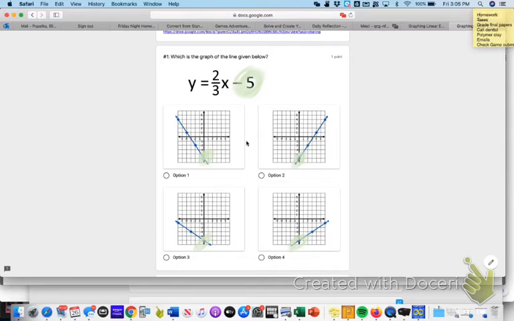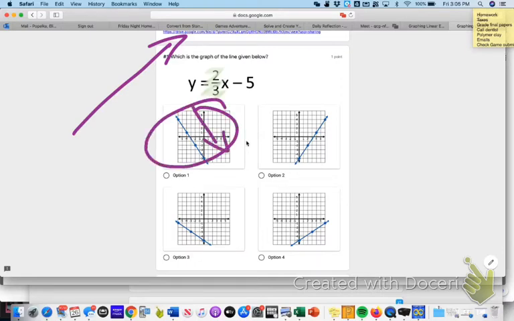So that doesn't help me to eliminate any of the answers at this point. However, now I'm going to look at that slope, and I see that that slope is a positive 2/3. And hopefully, this is not brand new information to us. We know that a positive slope means it's going to be increasing. So I can tell just by looking at a couple of these that they're not going to be the right ones. For example, option number 1 is decreasing.